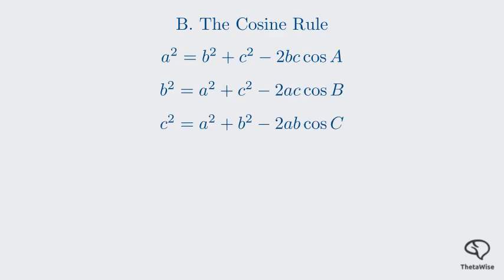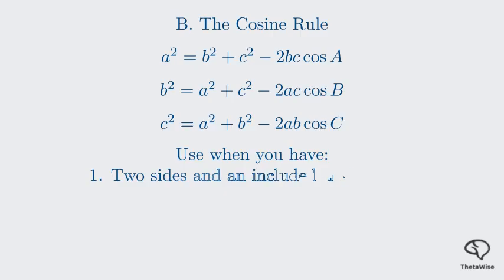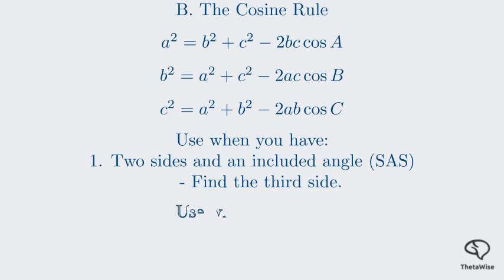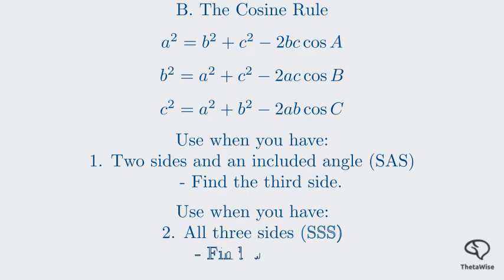The other two versions of the formula for b squared and c squared are just permutations of this. You can use this rule in two primary situations. First, if you are given two sides and the angle included between them, you can find the length of the third side. This is often called the SAS case, for side angle side. Second, if you are given all three sides of the triangle, you can find any of the three angles. This is often called the SSS case, for side side side.